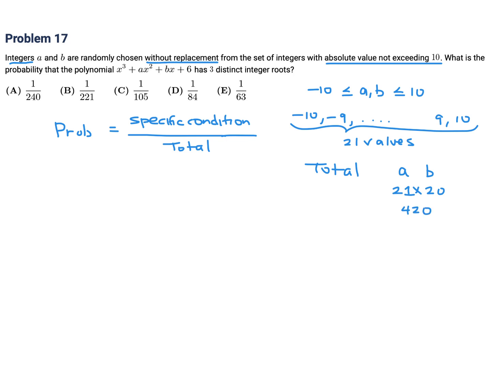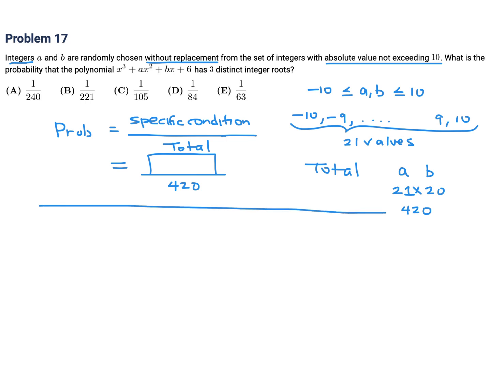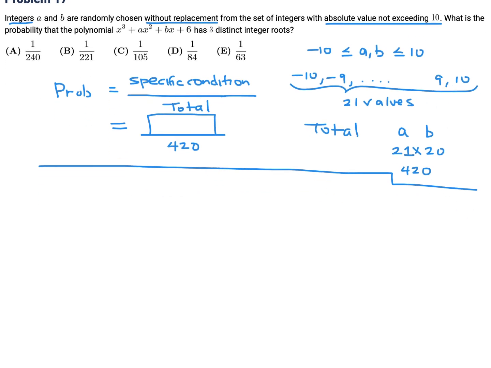And then the numerator, that's going to be what we actually have to figure out. That's going to be the task of this question, actually. Okay, so here we go. They've got this polynomial, x to the power of 3 plus ax squared plus bx plus 6, and they want it to have 3 distinct integer roots. So let's call those roots x1, x2, and x3. 3 distinct, so they have to be different.